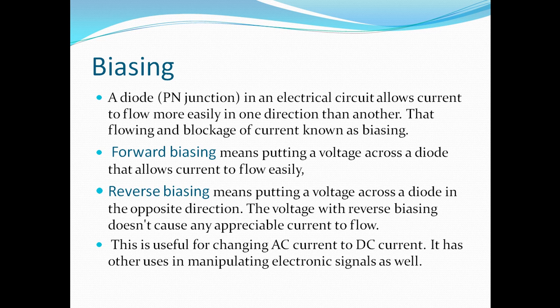This is useful for changing AC current to DC current. It has other uses in manipulating electronic signals as well. So this is the intro of the biasing. So what is biasing, what is forward biasing, reverse biasing? Forward biasing is that which allows the current to flow, and reverse biasing is one which blocks the current, not to flow. Okay, moving to the next slide.